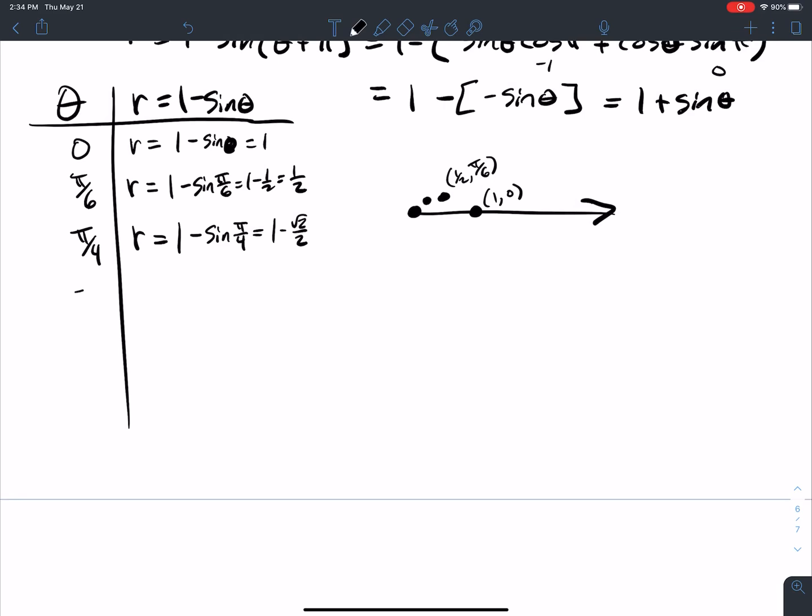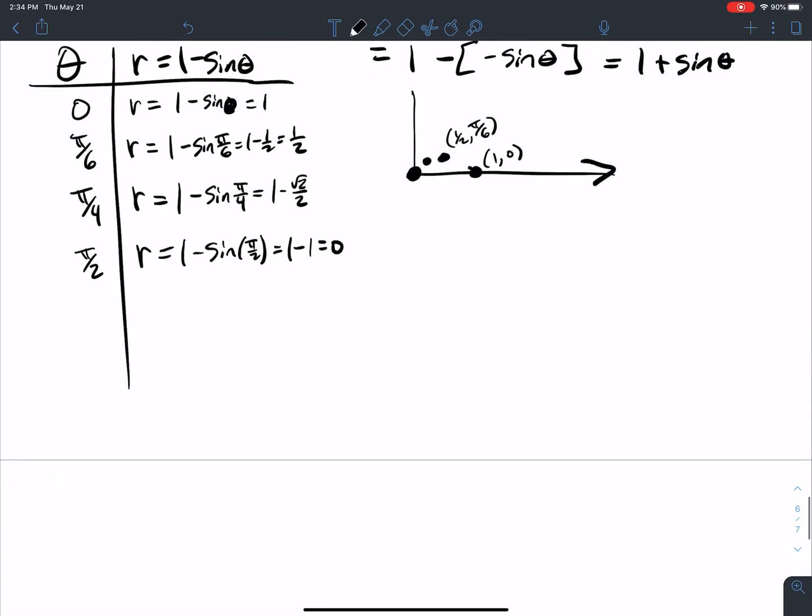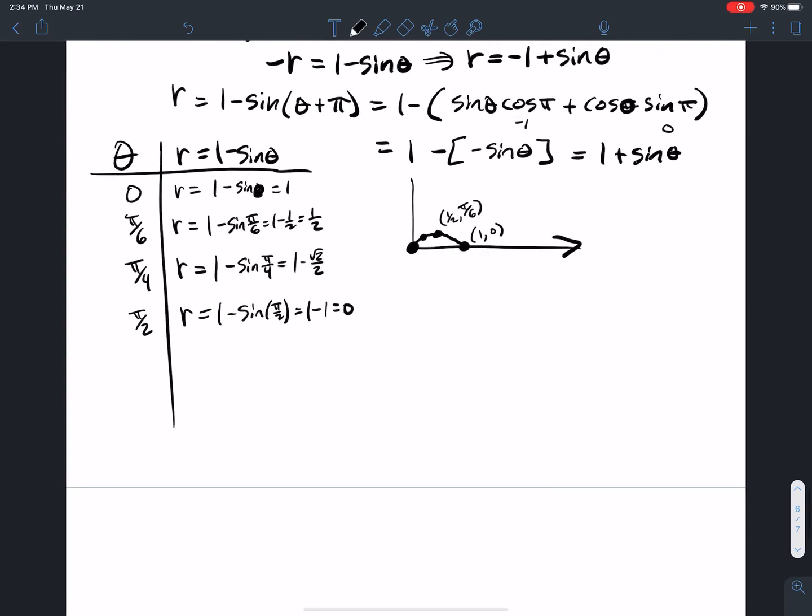Let's bump this up. If I get to pi over 2, what do I get? I get r equals 1 minus sine of pi over 2, which is 1 minus 1, which is 0. So as soon as my angle's up at 90 degrees, I'm back at 0. So my curve is coming in like this. Now, what do I know? I know this is symmetric about this, so I also have these dots over here by symmetry. So I can connect the dots over here.